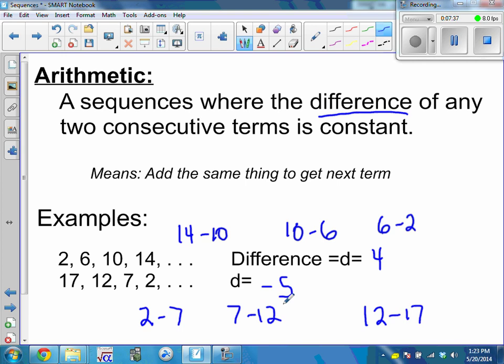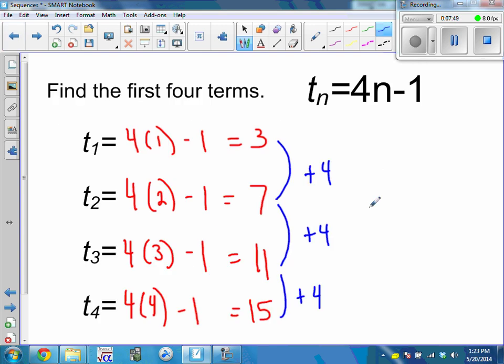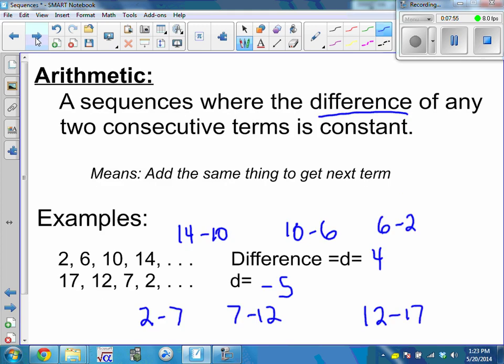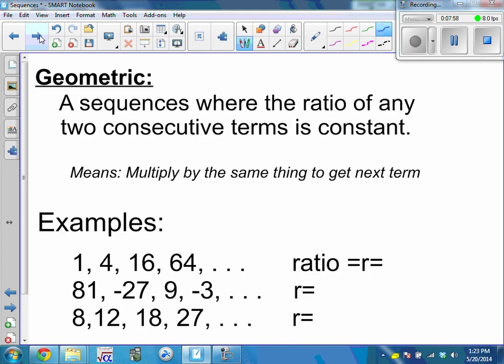And you may think, well, I just think of that as subtracting 5. That will work. But as we look at some formulas, having that d as negative 5 will become very, very important. You know, back here, my difference is 4. I added 4 to get the next term. Now, a geometric sequence is where the ratio of any two terms is constant, and this is where we multiply. So arithmetic, you're adding to get the next term. Geometric, you're multiplying. But just like you add to get the next term, you subtract to determine your difference. For geometric, you're multiplying to get the next term, so we divide to find our ratio.